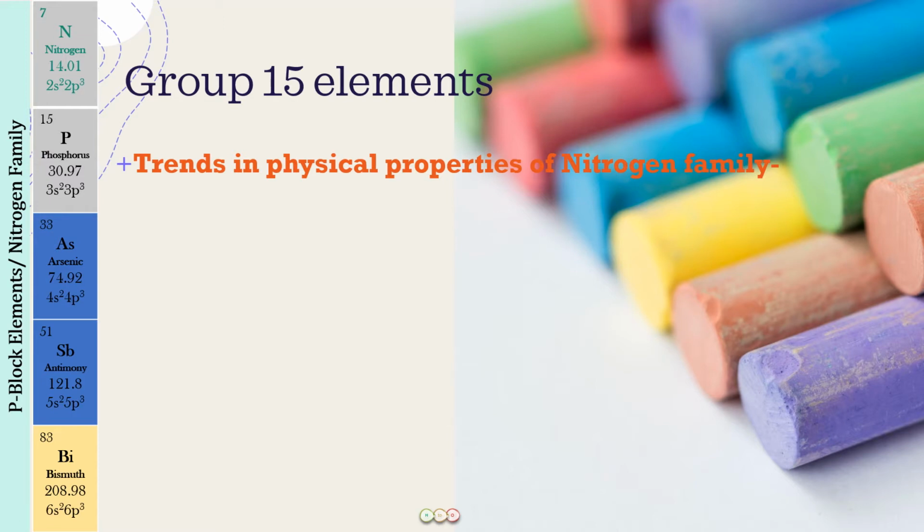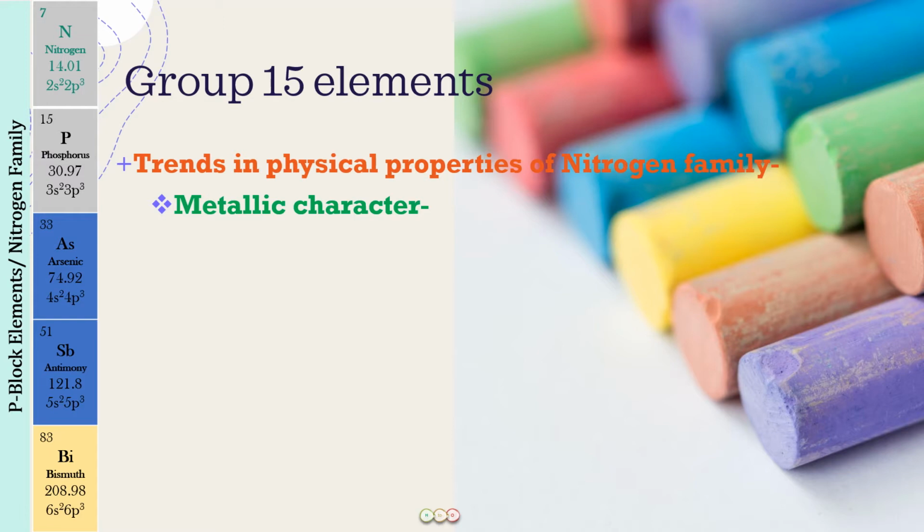Now the next trend that we have to learn for the nitrogen family is going to be the metallic character, whether these elements are non-metals or metals. So let us understand this. But before that, one very clear thing that you should be able to do is differentiate non-metals from metals. Metals are those elements which have a tendency to lose electrons, whereas non-metals are those elements which have a tendency to gain electrons.